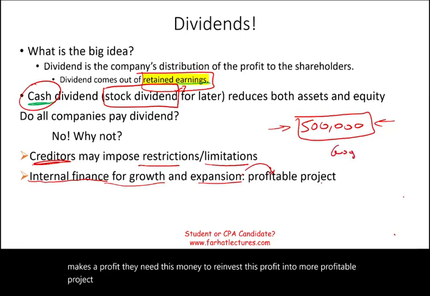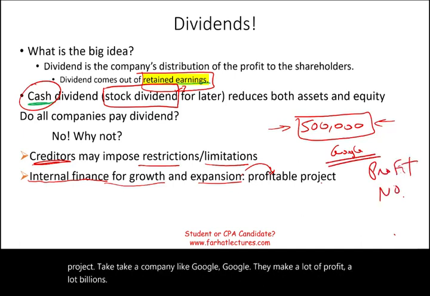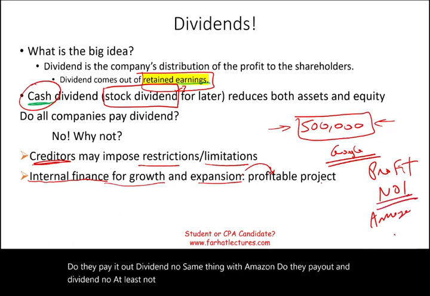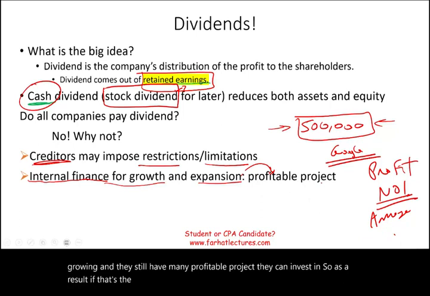Take a company like Google. Google makes a lot of profit. A lot, billions. Do they pay it out in dividend? No. Same thing with Amazon. Do they pay out in dividend? No, at least not yet. Why? Because these companies are still growing and they still have many profitable projects they can invest in. So as a result, they're not going to pay out the cash.